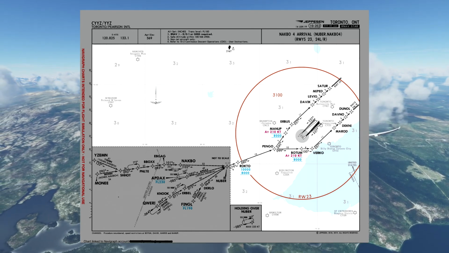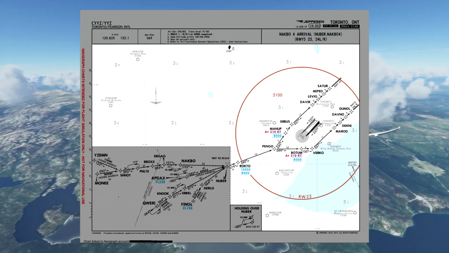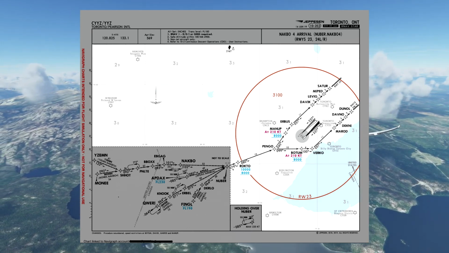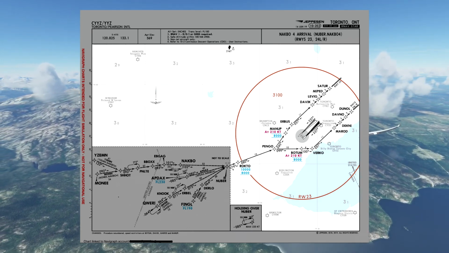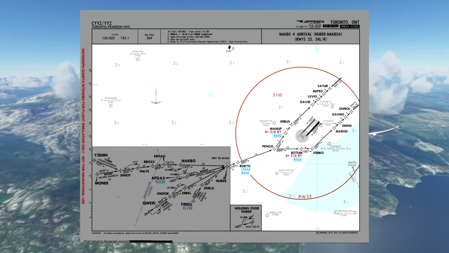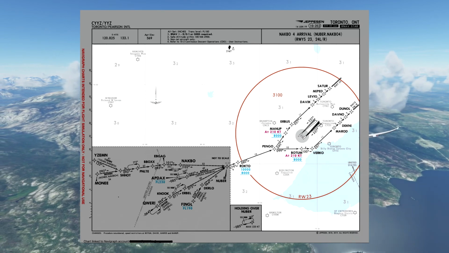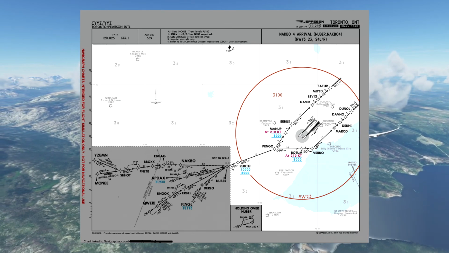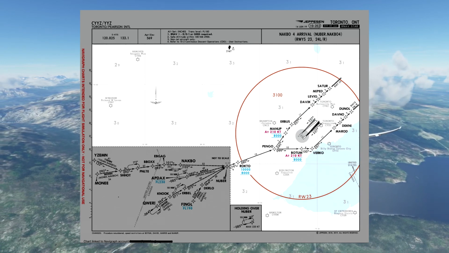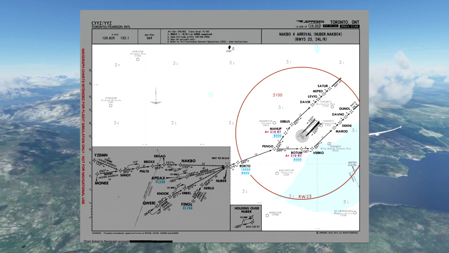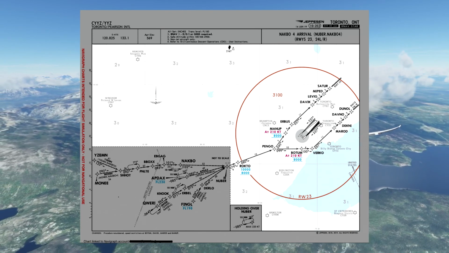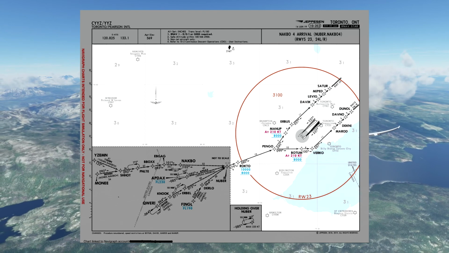You may say max 210 knots, in which case you could be below 210, but you couldn't be above. But this one wants you at 210, so you cannot be slower, you cannot be faster. And you would follow it up, David, Levig, Mipip, and Satyr. Once you get up towards Satyr, you can see how it has those little dashed lines. That means you're going to get vectors from ATC, and they will tell you when to make the turn to the intercept to the runway.